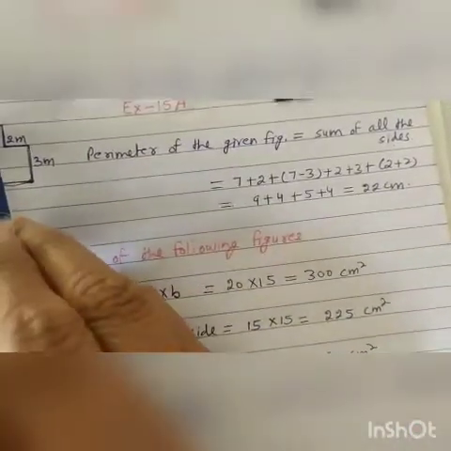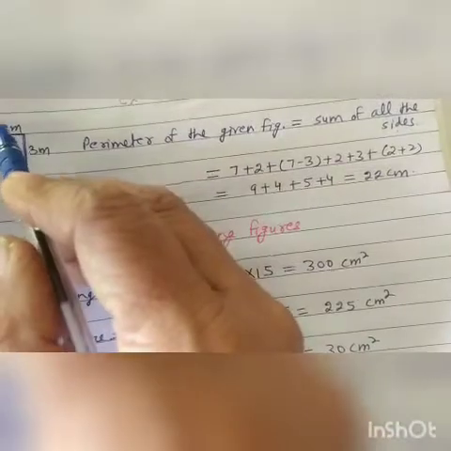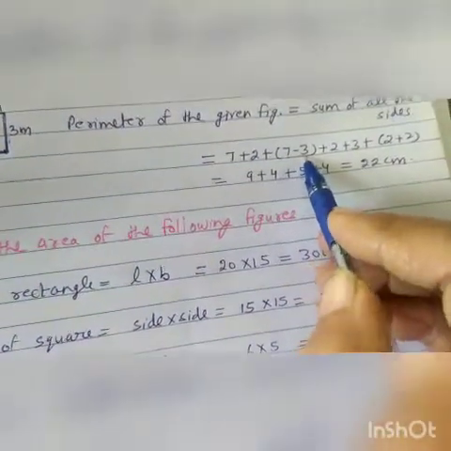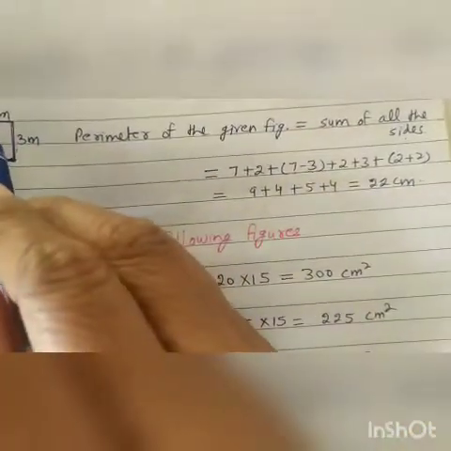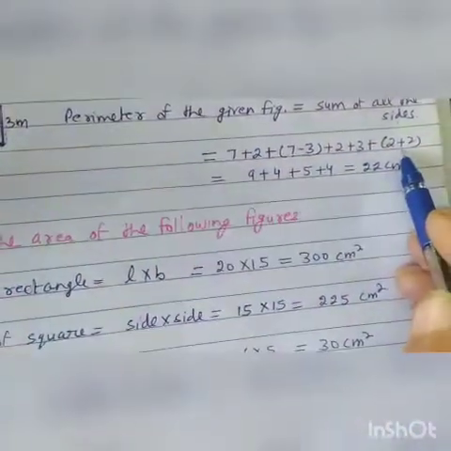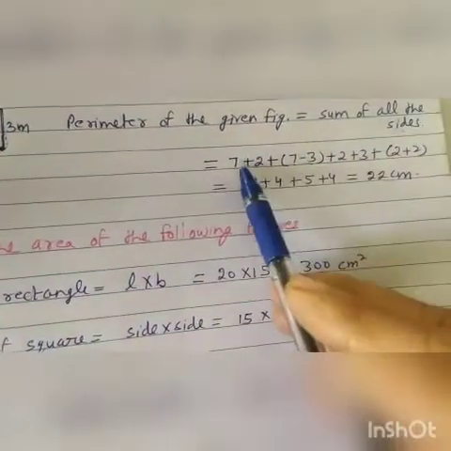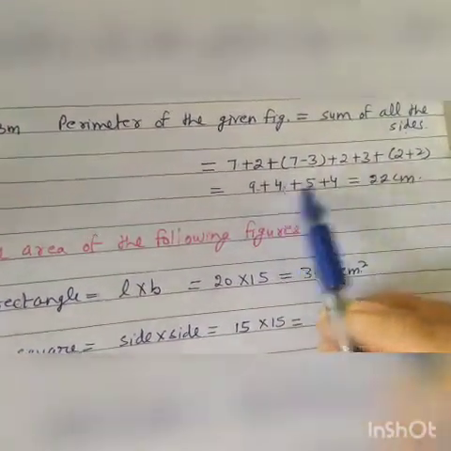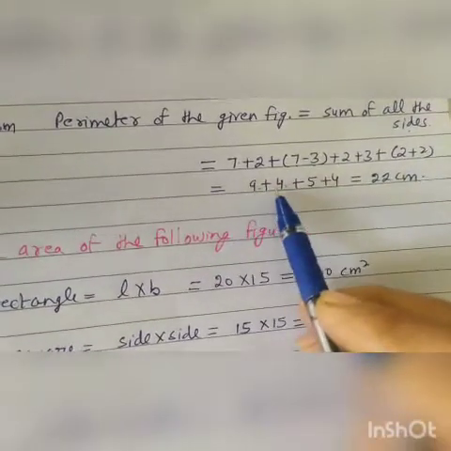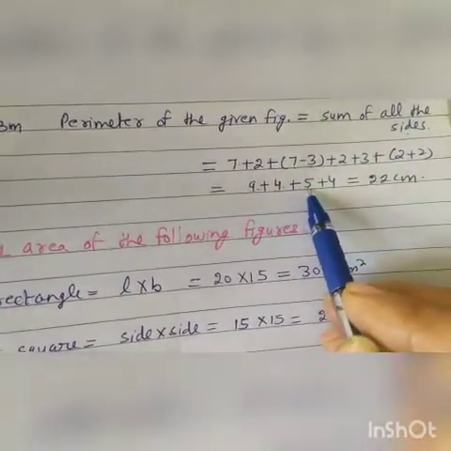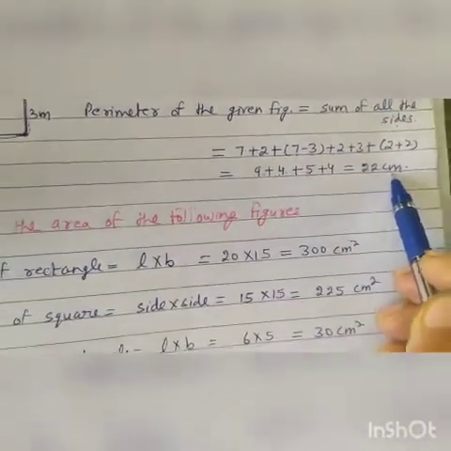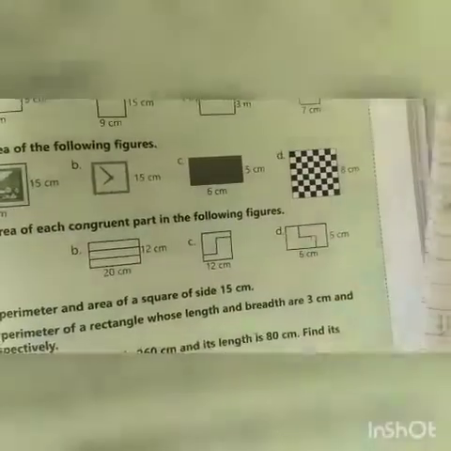This 7 plus 2. Then for this we have used 7 minus 3, 7 minus 3 plus 2. This 2, then plus this 3. And then 2 plus 2, this one side. Now 7 plus 2 is 9, 7 minus 3 is 4, 2 plus 3 is 5, 2 plus 2 is 4. 9 plus 4 is 13, 13 plus 5 is 18, 18 plus 4 is 22 centimeter. Clear? Now come to question 2.